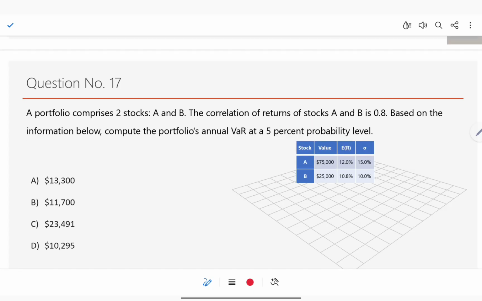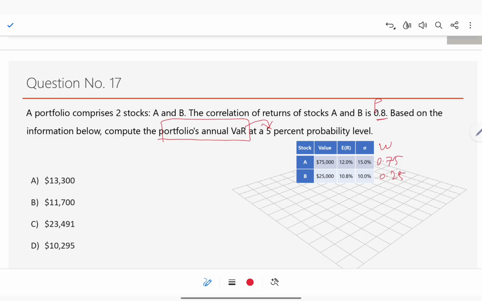Okay, now continuing with question number 17. Here we have to calculate the portfolio VAR at 5%. This is a two-stock portfolio. We know that A is 75,000 and B is 25,000, so the weight here is 0.75 and the weight here is 0.25. We are given the correlation value as 0.8.